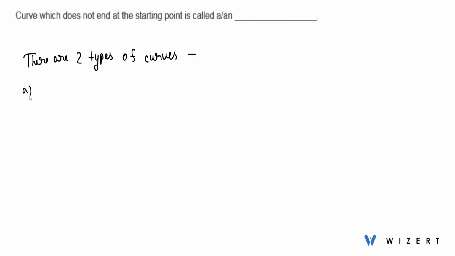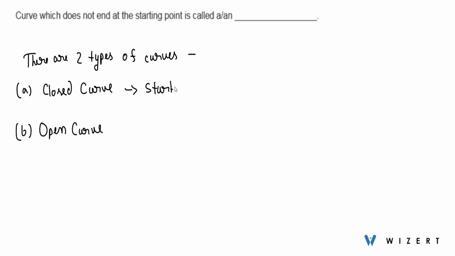One is the closed curve and the other one is the open curve. Now, what is a closed curve? A closed curve is one in which the starting point and end point coincide.